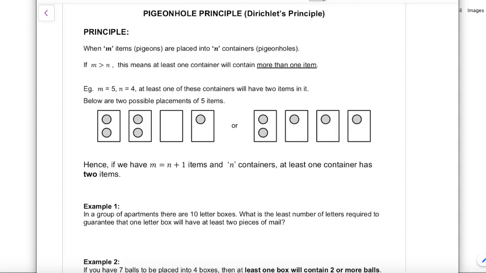So as an example, let's consider that we have 5 items and we have 4 containers. So here below are 2 examples of how we could place these 5 items into the 4 containers. And as we can see, at least one of these containers has 2 items in it. Because we have one extra item than containers, one of them has to contain 2. So if we have n plus 1 items and only n containers, one container will contain 2 items.